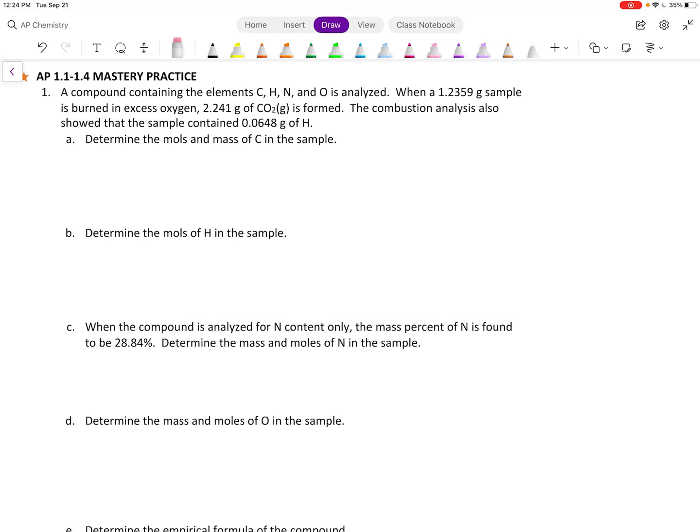Welcome to this AP Chemistry Mastery Practice on topics 1.1 through 1.4. Let's go ahead and take a look at 3 questions today. The first one is a combustion analysis question.